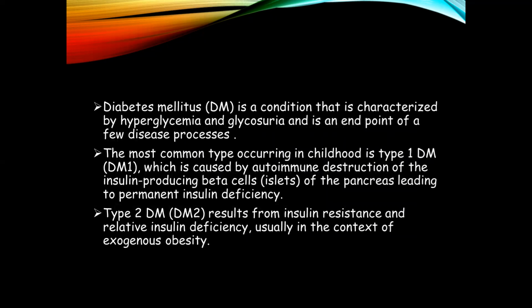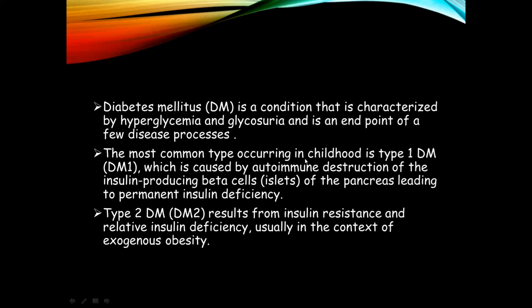So what is diabetes mellitus? It is a condition that is characterized by hyperglycemia, which is basically elevated levels of blood glucose, and glycosuria, which is excretion of glucose in urine, and is an endpoint of a few disease processes. The most common type occurring in childhood is type 1 diabetes mellitus, which is caused by autoimmune destruction of the insulin-producing beta cells of the pancreas, leading to permanent insulin deficiency.